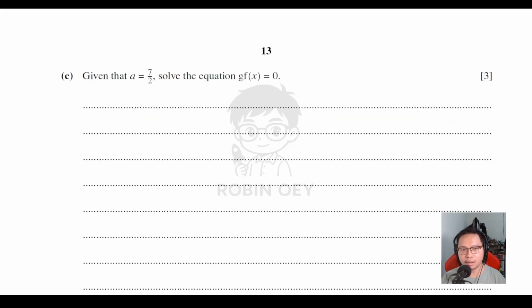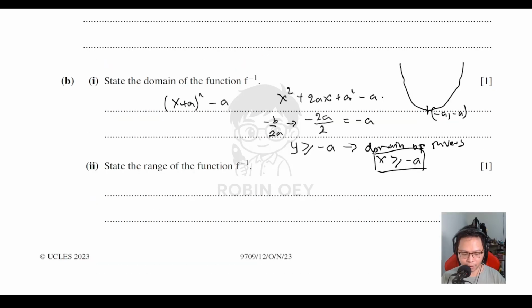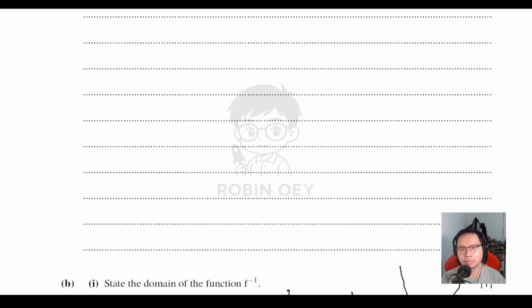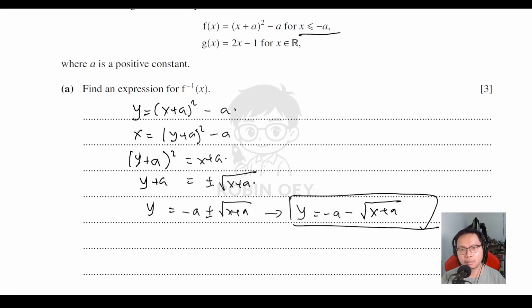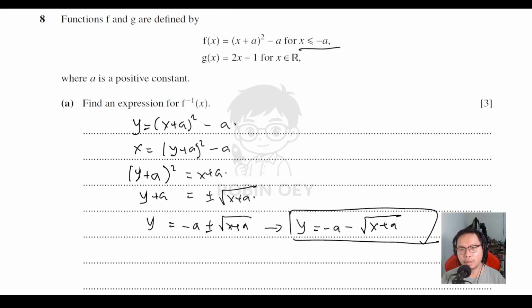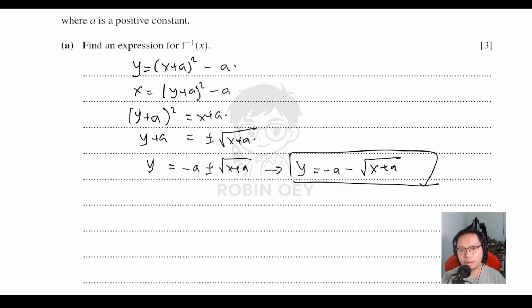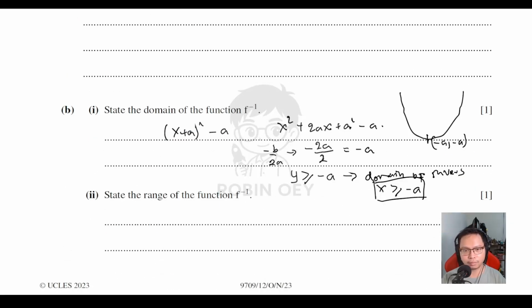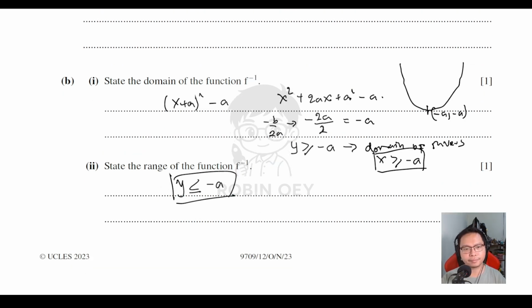Okay, and then state the range of the main function. Range and domain are just swapped. They already give you the domain here, which becomes the range of the inverse. So the y would be less than or equal to negative a.